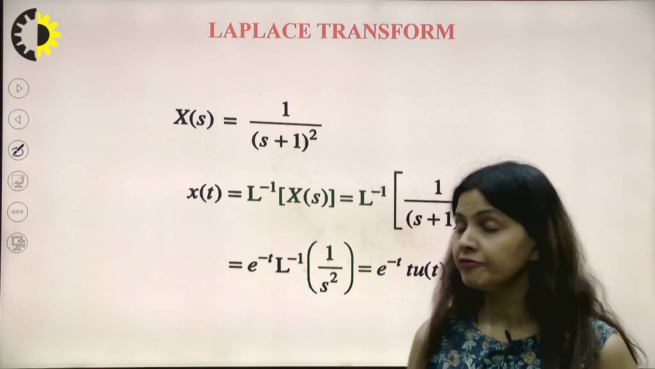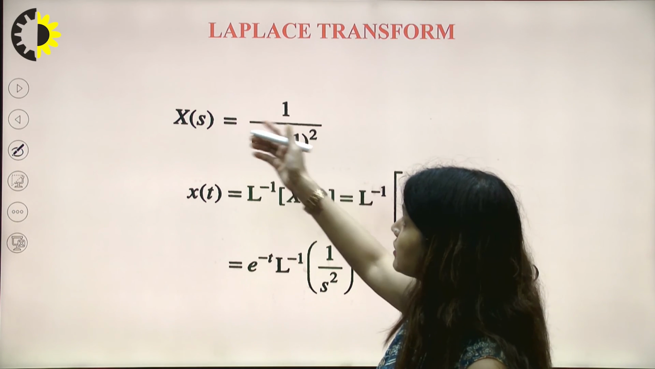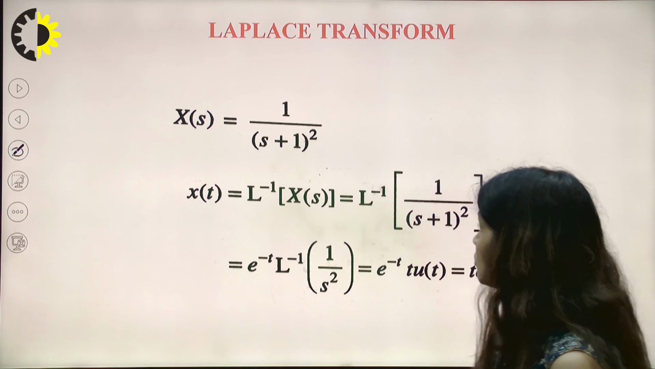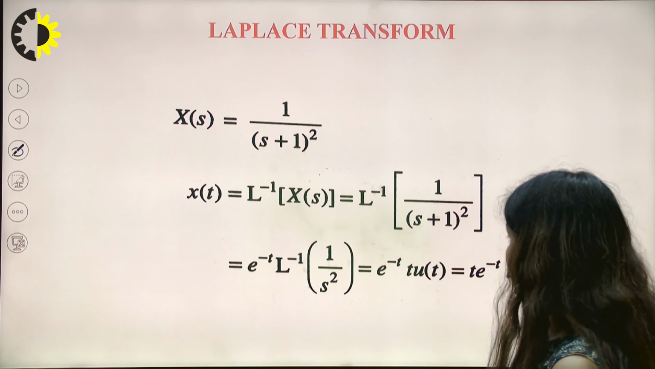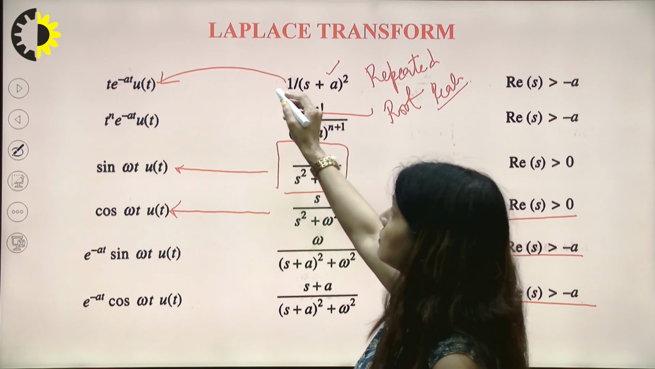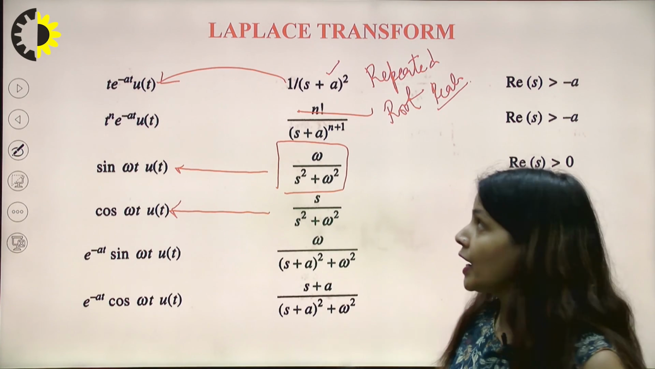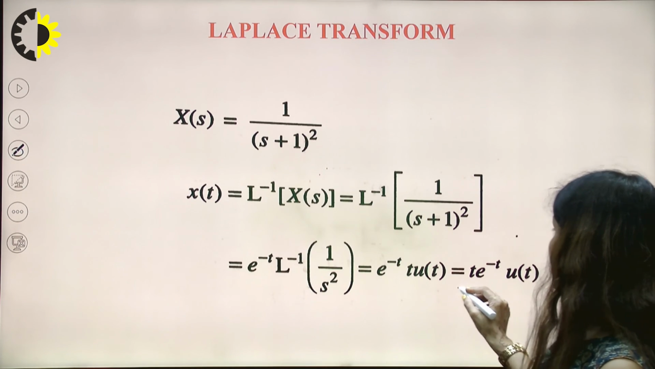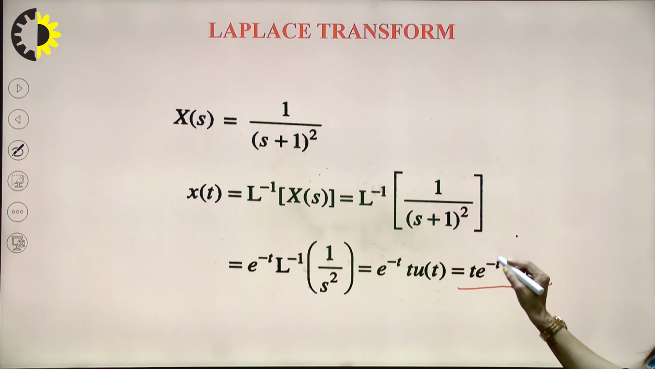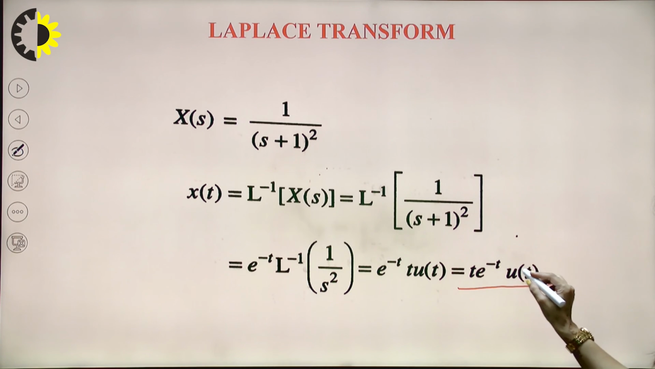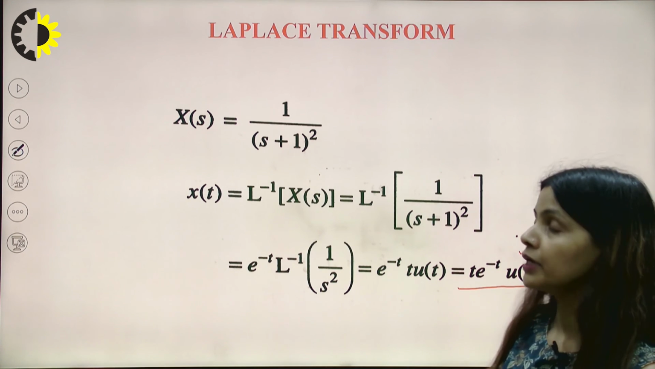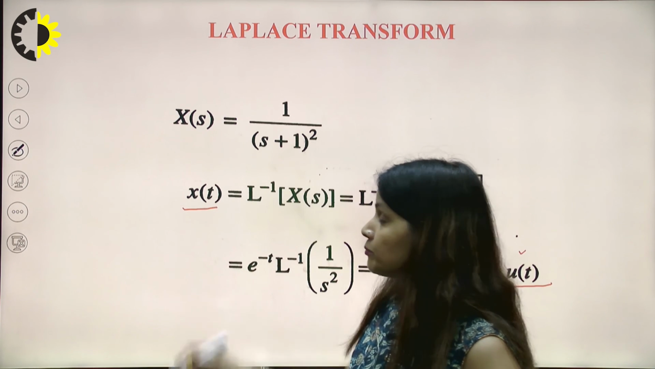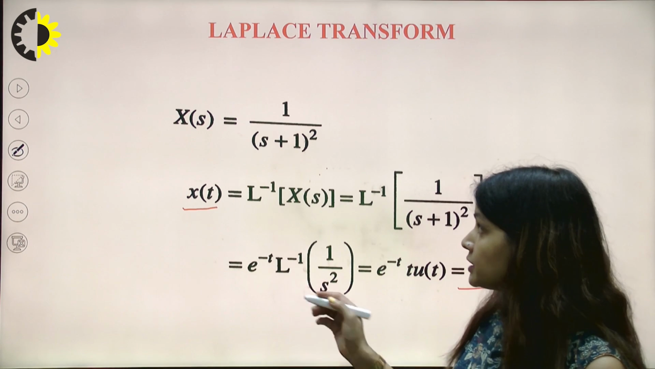Already we have derived them in the previous lectures. So X(s) is equal to 1 upon (s plus 1) square. Let's say this is given. So here we will apply this particular formula, and this will be t e raised to the power minus at u(t). Similarly we will write t e raised to the power minus a t with a equal to 1. So we will just put in the formula and calculate the inverse Laplace transform, and this x(t) is nothing but the ILT for the given X(s).